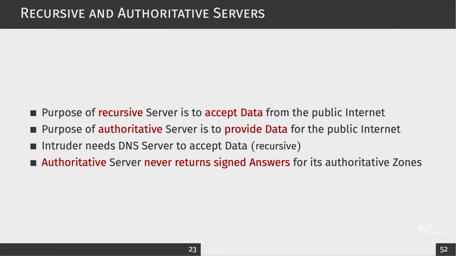So if somebody wants to provide malicious data to your DNS infrastructure, such an intruder has to ensure that your recursive DNS server is accepting data that was misconfigured by an attacker, for example.